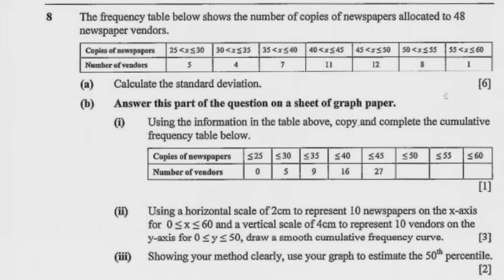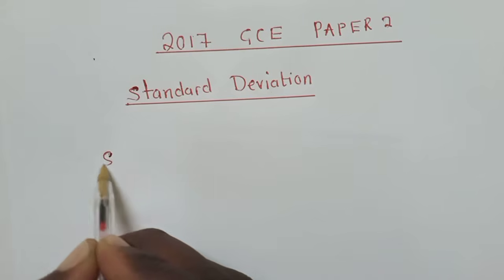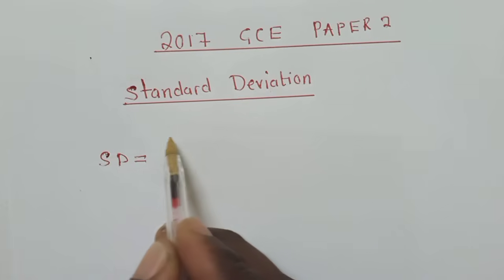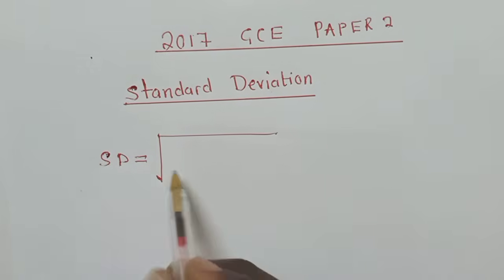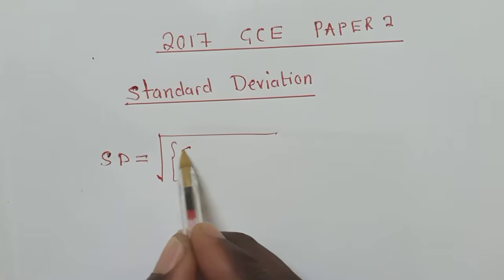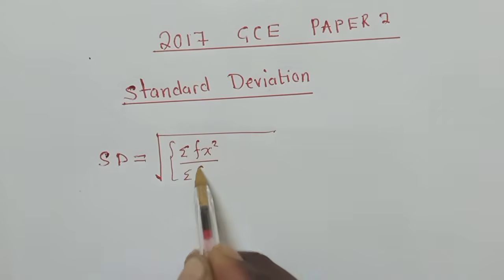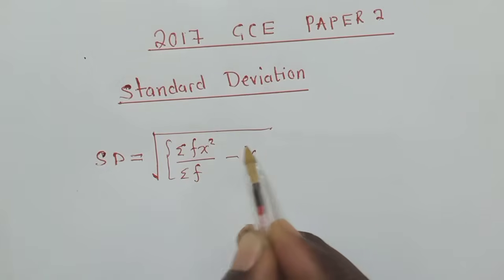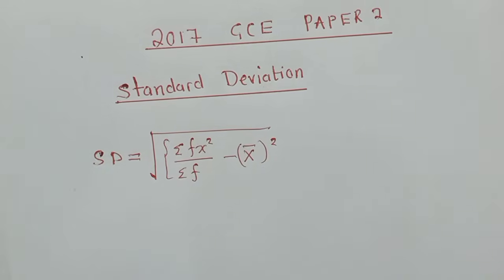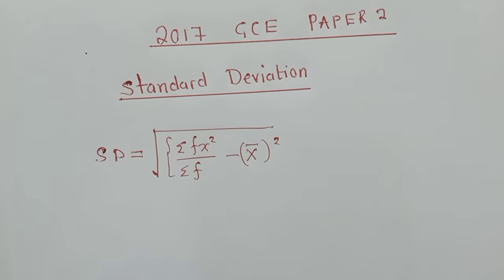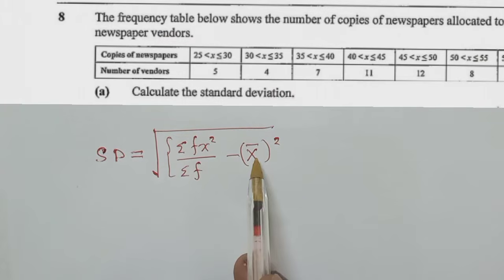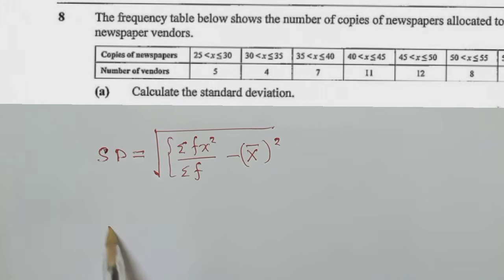So to find the standard deviation, we're going to use the formula. Standard deviation is equal to the root of summation of f x squared over summation of f, minus x bar squared. This is the formula that we are going to use. So our first thing will be to find the mean, x bar.